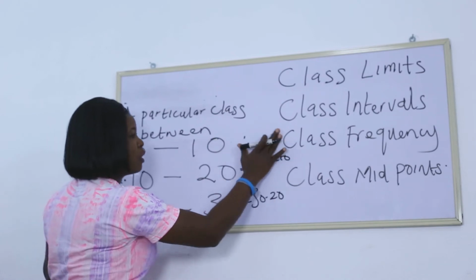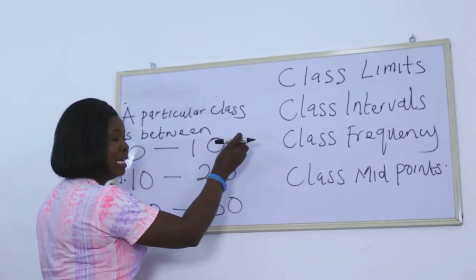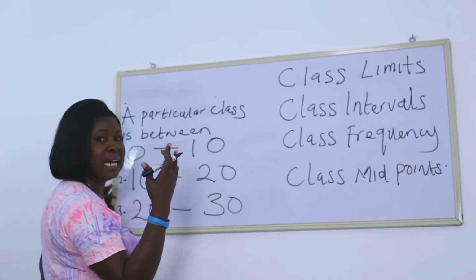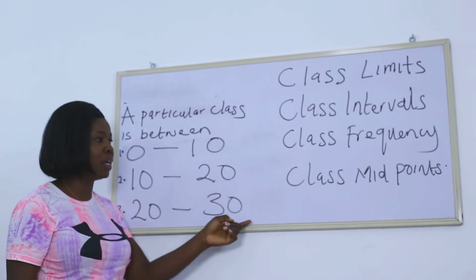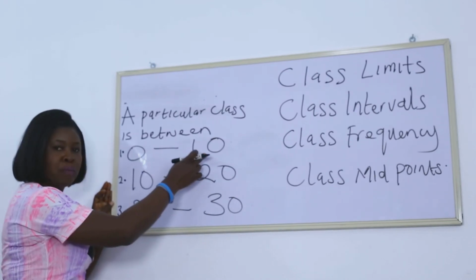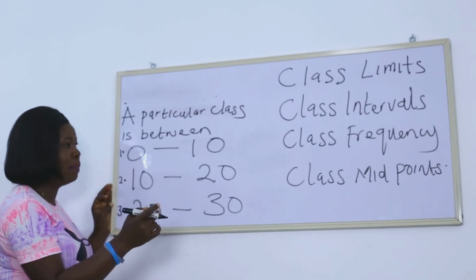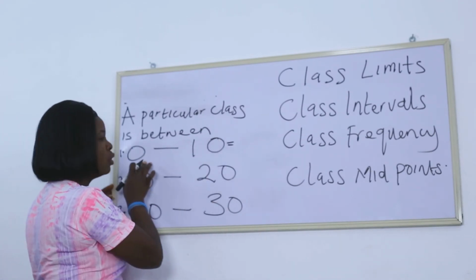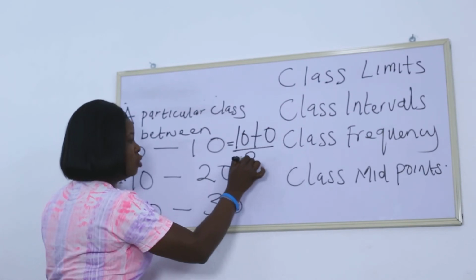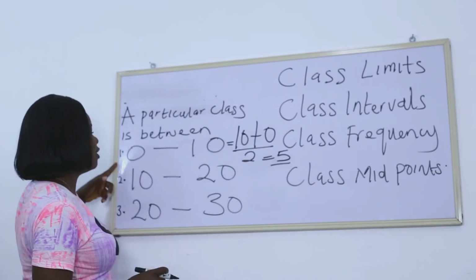What is the class frequency? Class frequency is the number of occurrences attached to each of the classes, or the number of observations attached to each of the classes. Then what is called the class midpoint? Class midpoint is adding up the upper class interval plus the lower class interval, divided by 2. If I'm to get the midpoint of this, we'll say 10 plus 0 divided by 2. That will give us what? 5. That is, the class midpoint for class 1 is 5.